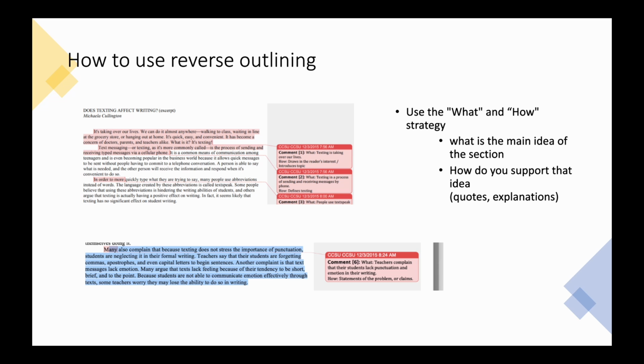And an example of that, if we look at this bottom example right here, so the main idea of this section is that teachers complain that their students lack punctuation and motion in their writing. So that is the main claim of this paragraph, of this section. And how that claim is supported is through statements of the problem or claims. So different examples, different quotes, things like that. So you would identify how you support the claim within that specific section.